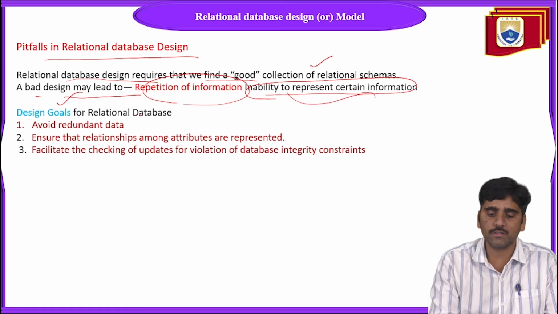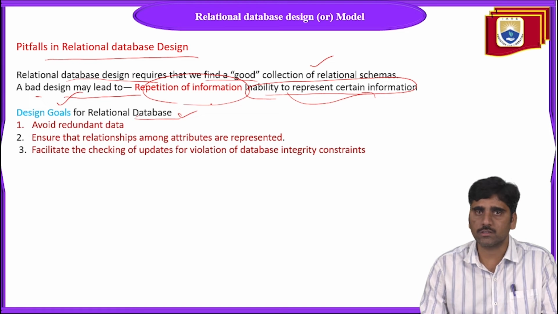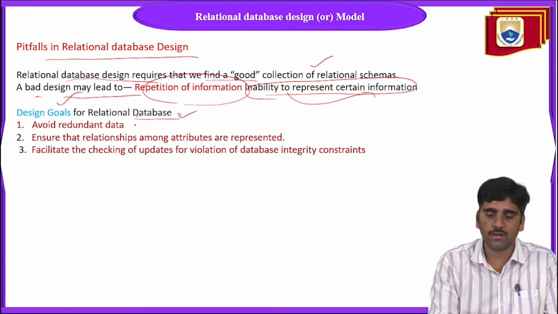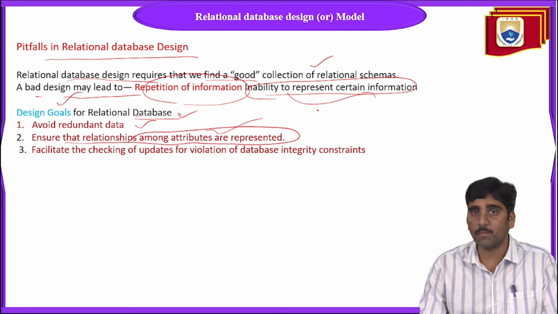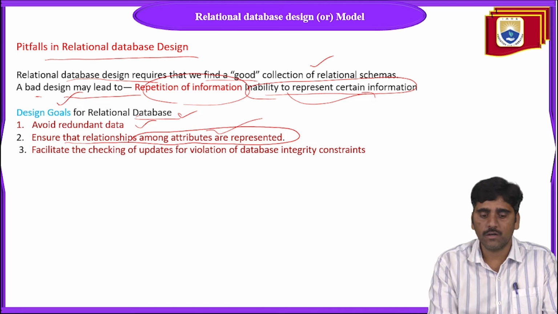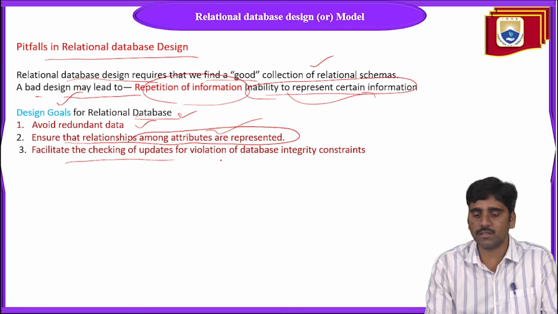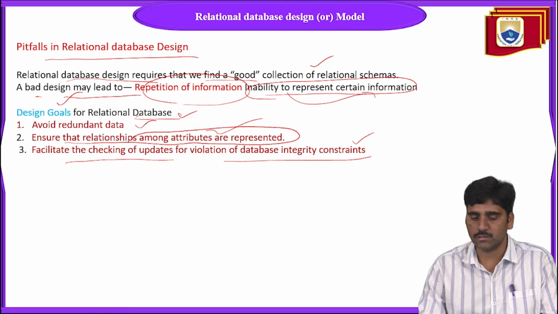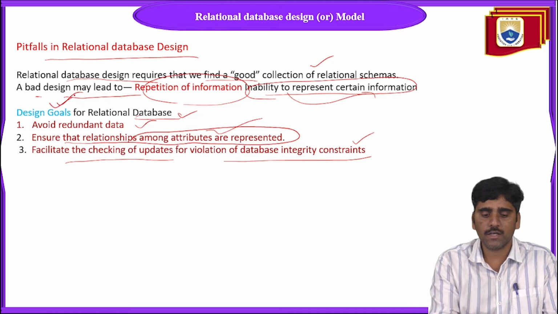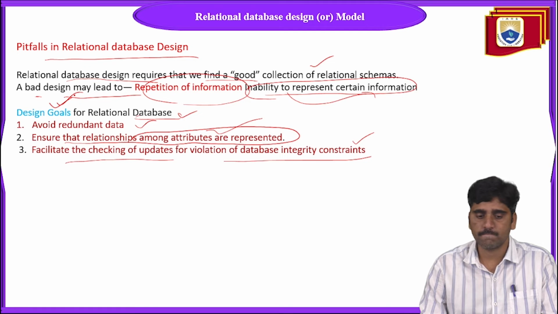And the design goals for relational database. So what are we achieving by designing this relational database? So first one, avoid redundant data. And second one, ensure that relationships among attributes are represented. And facilitate the checking of updates for violation of the database integrity constraints. So every time we have to check the updates for violation of database integrity constraints. So these are all the design goals for relational database.